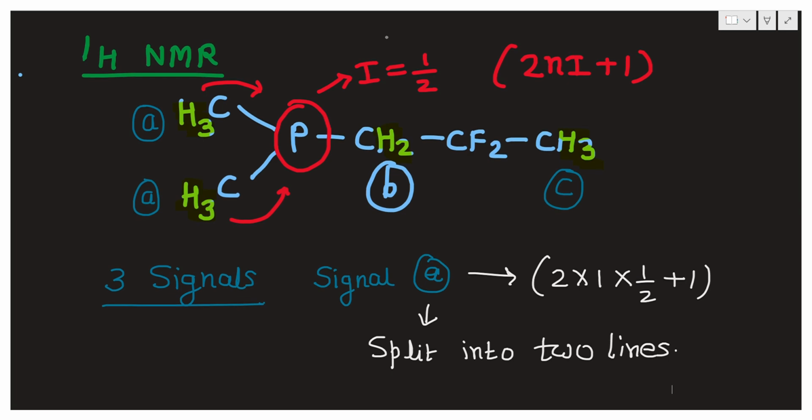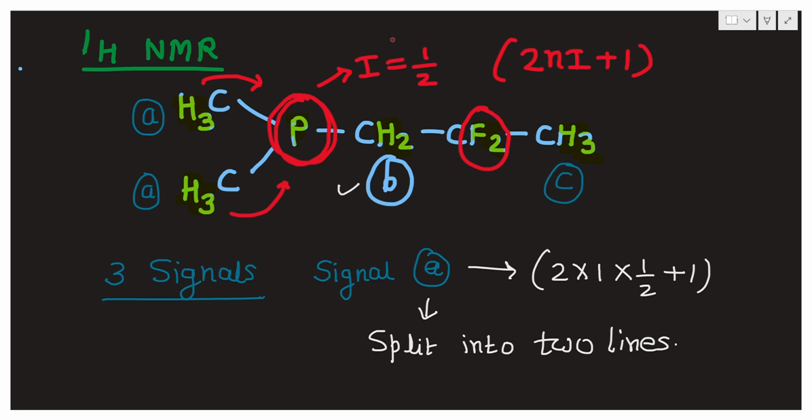Now see the second signal. The second signal is due to these B type of protons. These B type of protons are in contact with these 2 fluorines and this phosphorus. You can see these are 2 fluorines and this is the phosphorus. So it will split 2 times. These 2 protons will split their signal 2 times. One split is by the phosphorus, because there is one phosphorus, so we get 2 lines. Again these 2 lines will split by the 2 fluorine atoms into 3 lines.